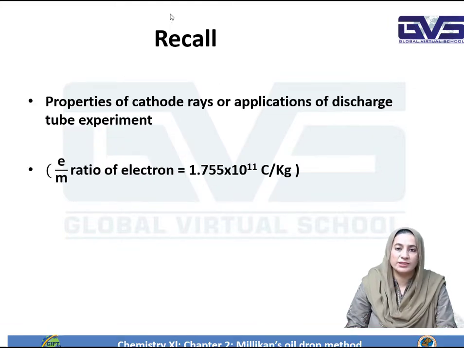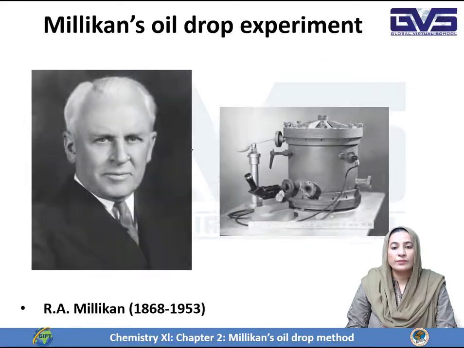Before going into the detail of this experiment, I must recall you about properties of the electron, that were the properties of the cathode rays. In that you come to know that the charge on the electron is negative, but how much it is charged, this will be determined today in this topic by R.A. Millikan's oil drop method. And in the properties you also learned that charge to mass ratio of electron was 1.75 × 10^11 coulombs per kilogram.